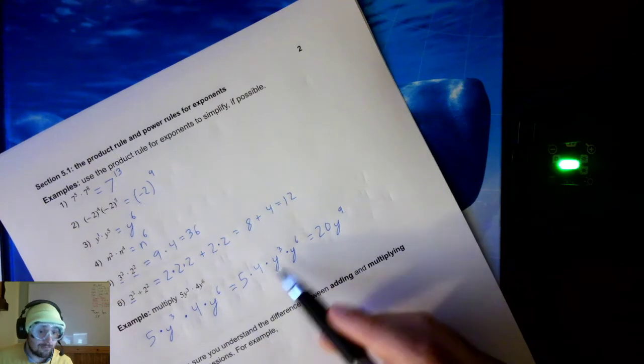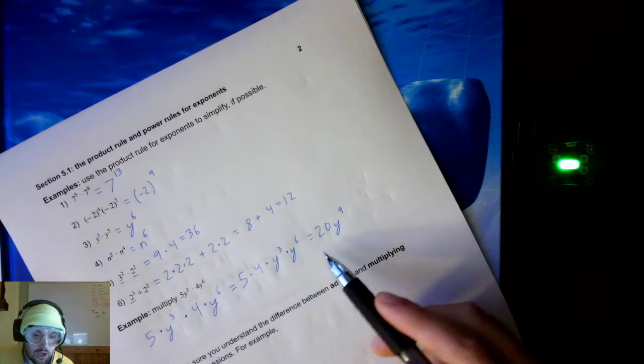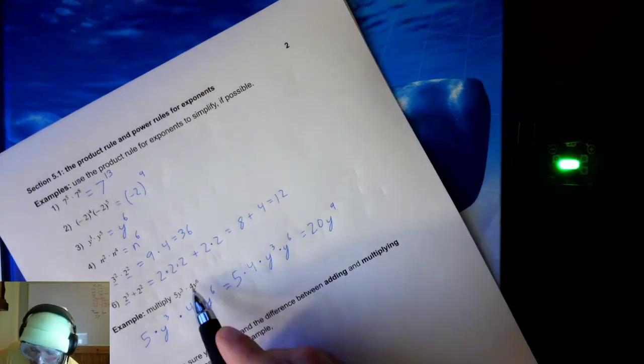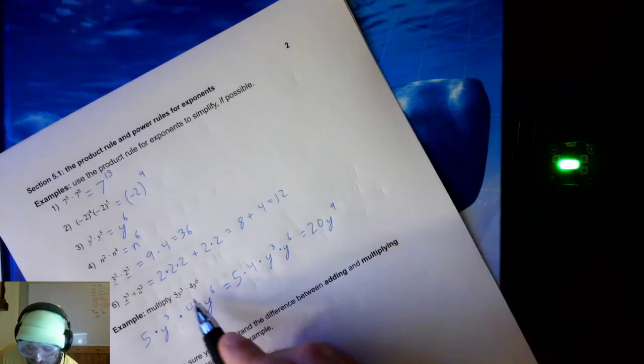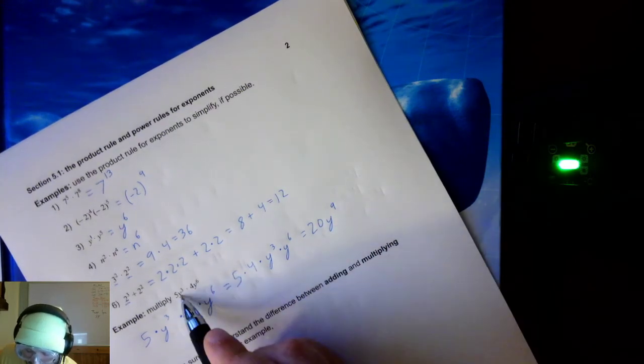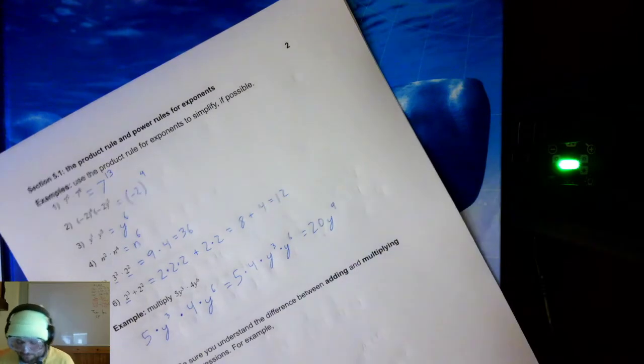We usually do this mentally. We don't usually write it out long form like this. Usually we go straight from here to our answer. 5 times 4 is 20. Y cubed, y to the 6 is y to the 9.